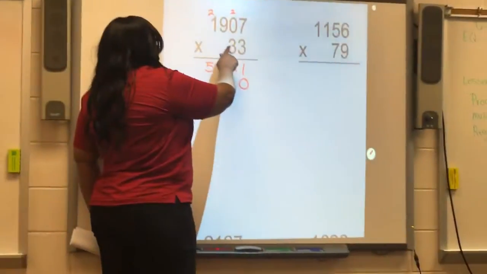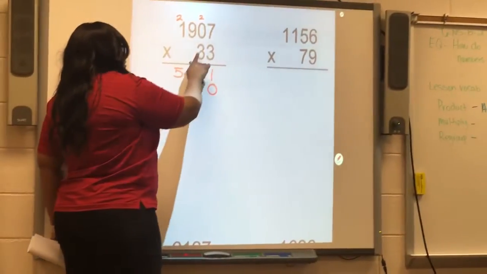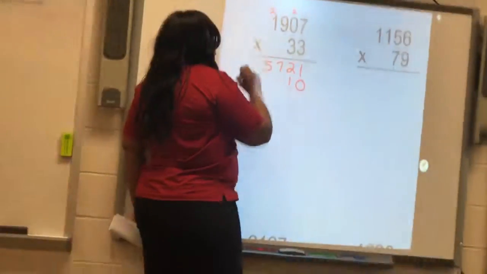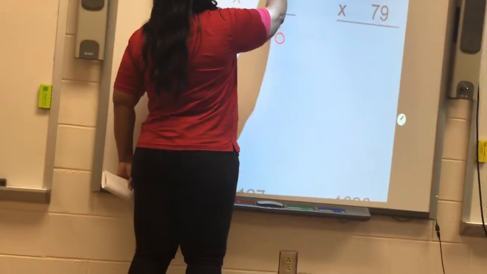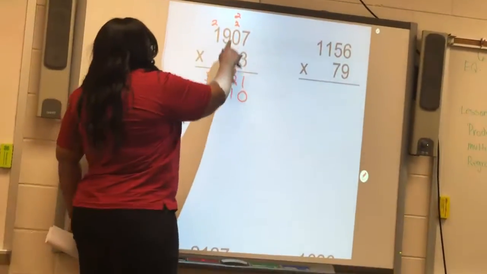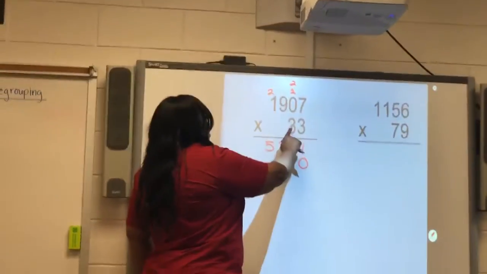Now we can multiply this number times all the digits on top. So 3 times 7 gives us 21. Put our 1 here. Mark out this 2. We're going to carry our other 2, which is regroup. Now 3 times 0 is 0, plus 2 is what, Jacob? 3 times 0 plus 2 is 2.